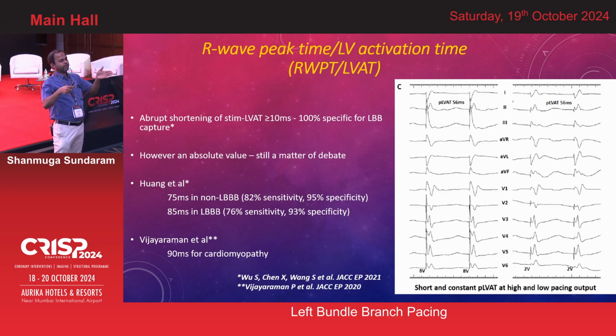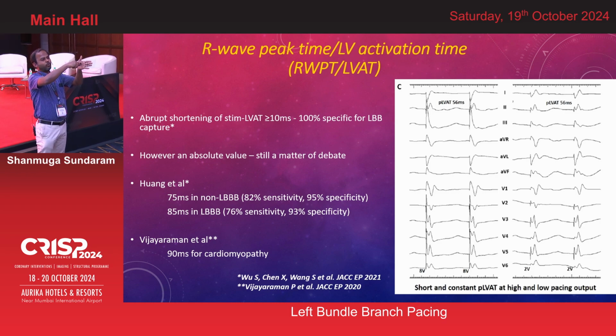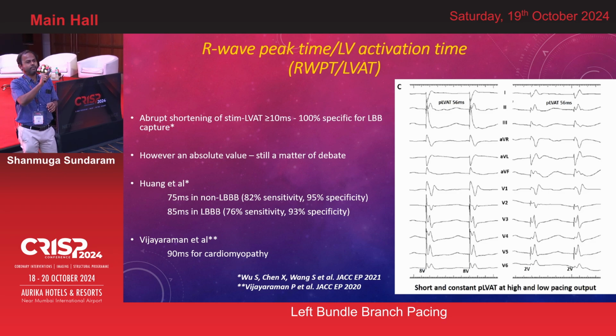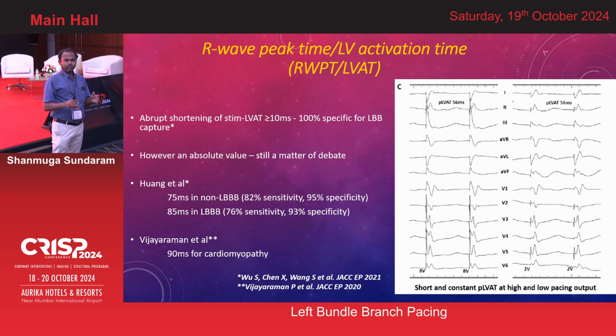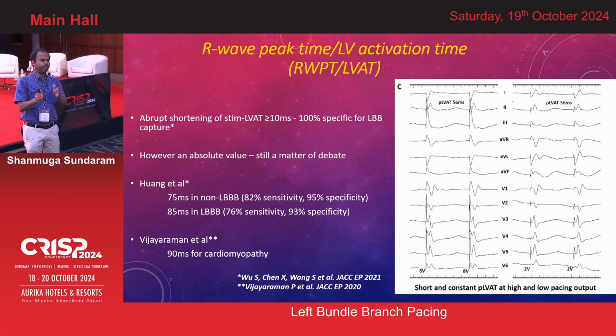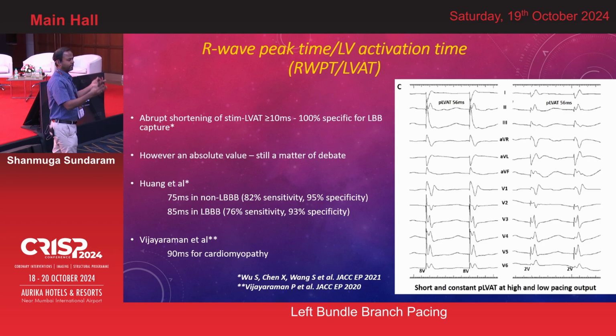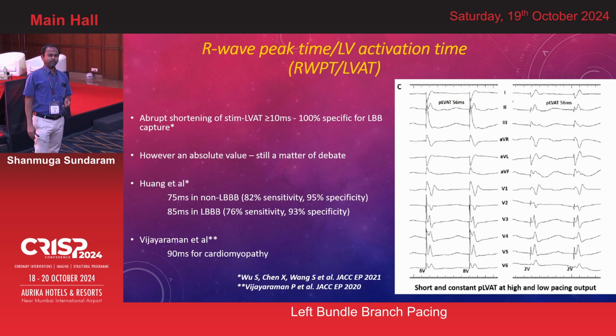So when the lead is touching the left bundle, both at 8 volt and 2 volt, the LVAT will be constant. This can be easily measured with the help of an EP system or a PSA, or even if you don't have anything, just take a 12 lead ECG at 50 speed and see whether it is less than 2 small boxes. Less than 2 small boxes means it is 80 milliseconds. So both at 8 volt and 2 volt, if it is less than 2 small boxes, I think that's all that is required for confirming left bundle branch pacing.